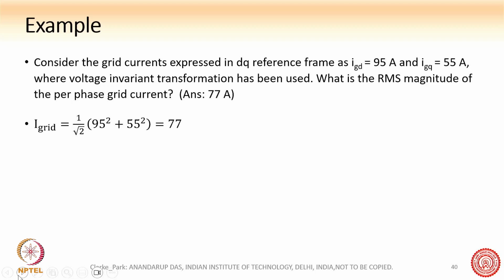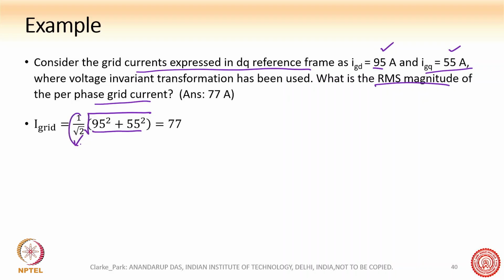Another example, quick short example. Consider the grid current expressed in DQ frame as IGD is this much, IGQ this much. What is the RMS magnitude of the per phase grid current? RMS magnitude will be root over of 95 square plus 55 square, that is IGD square plus IGQ square, divided by root 2, because when you do the DQ to ABC or the like, when you talk about space vector, you get the peak value. So RMS you will get by 1 by root 2. So the answer is 77 ampere.